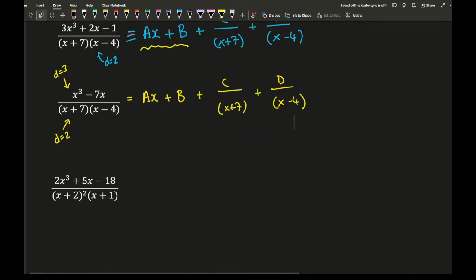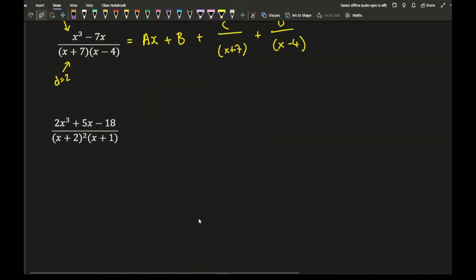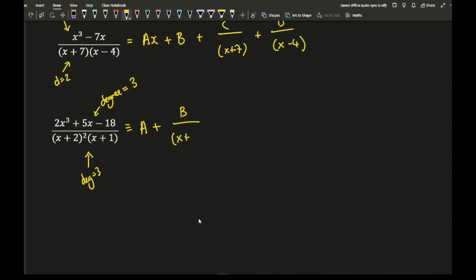So looking at this next example with a repeated root. Now here again the degree of x is 3 and the degree of x at the bottom is also 3. So what I'm going to end up with is a, so just a constant, plus, and then here I've got to look at the structure of a repeated root. So it's going to be b over the bracket where you haven't got the repeated root, c is going to be over the bracket where you have got the repeated root, and d is going to be over the bracket with the power.